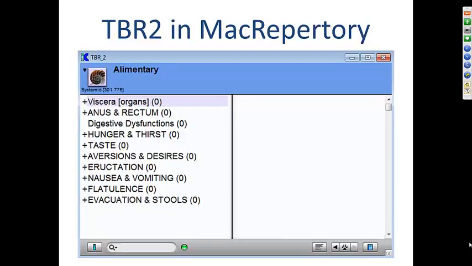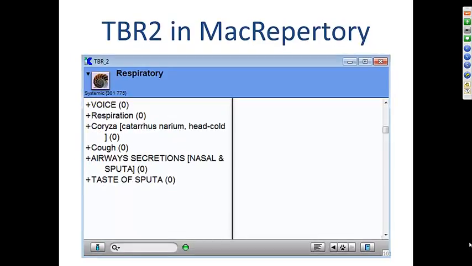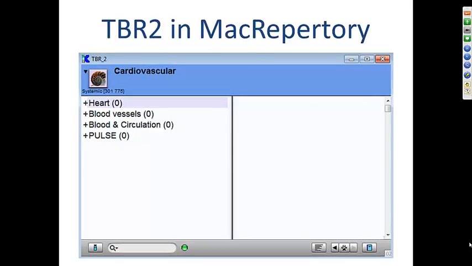This is where you'll also find, like in Kent, hunger and thirst in here. You'll also find your aversions and desires in here. You'll find eructations, flatulence, and evacuation in stools. And under respiratory, in addition to the things you'd expect to see there, like respiration, coryza, you'll also find voice and taste of sputa. Under the cardiovascular system, you'll find the heart, the blood vessels, the blood circulation, and the pulse.